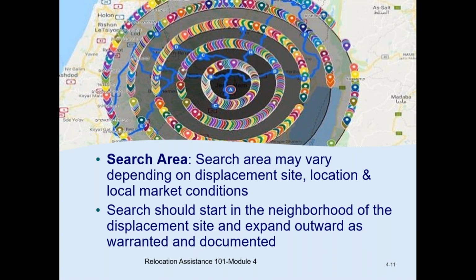So in your search, you're going to show you started in the neighborhood, and then maybe expand it out 10 miles, expand it out 20 miles, expand it out 30 miles, and show that you did this in increments, trying to find the comparable housing as close as you could to the location of the displacement. Now, before using last resort housing or less than 3 comps, consideration should be given to expanding the search area, or in some cases, even waiting for the market conditions to change if the project schedule allows.